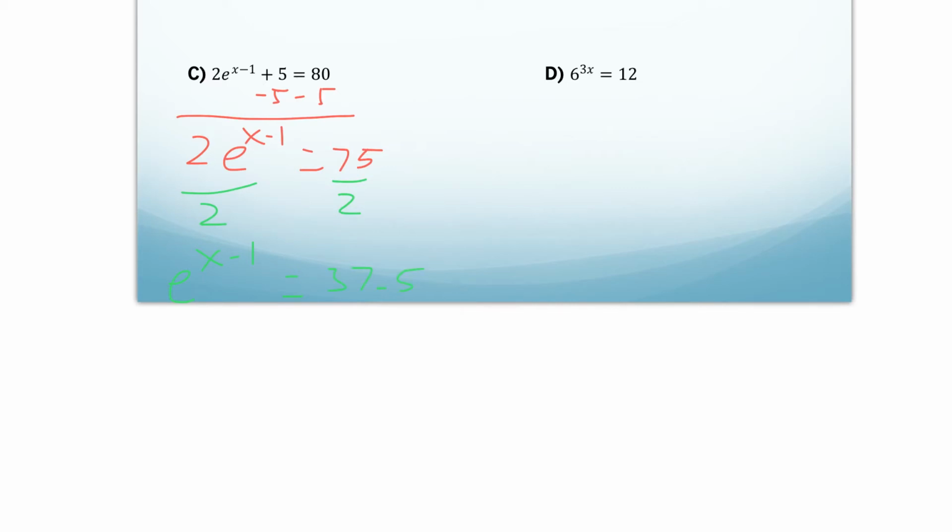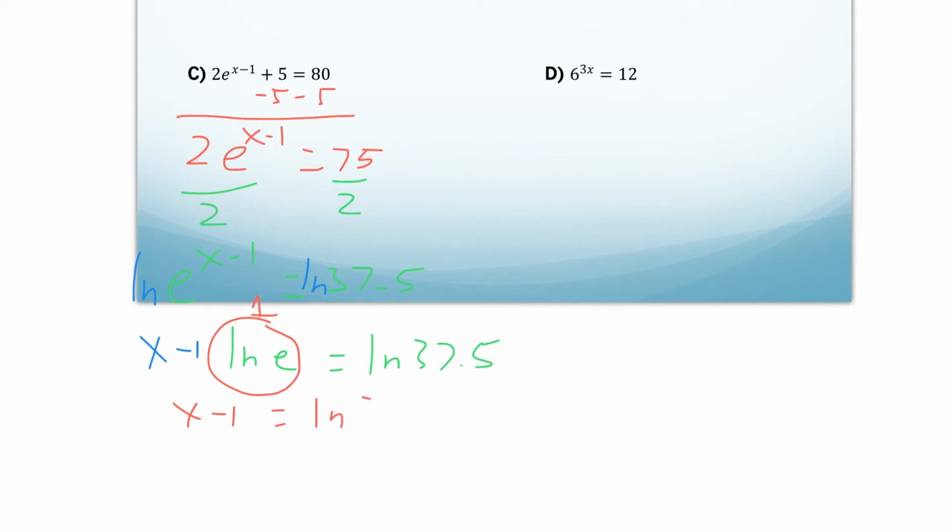Now we can take the natural log of both sides. This allows us to move the x minus 1 out front. The ln and the e are going to cancel out. This whole thing becomes 1. So we have x minus 1 equals ln of 37.5. Add 1 to both sides.